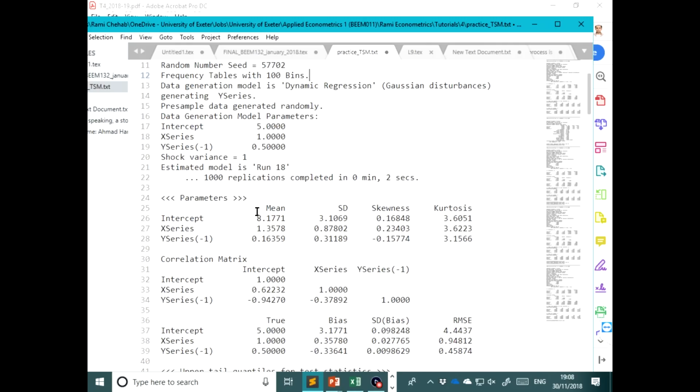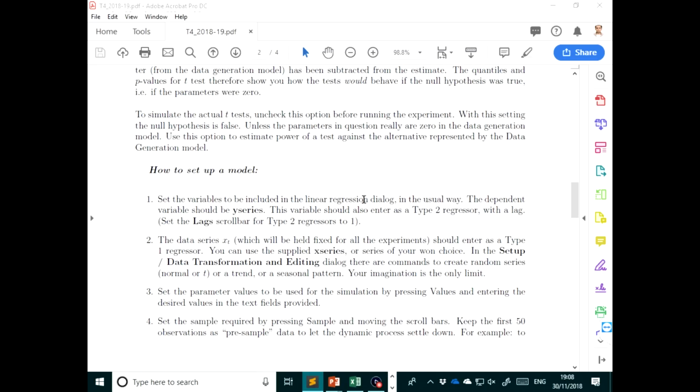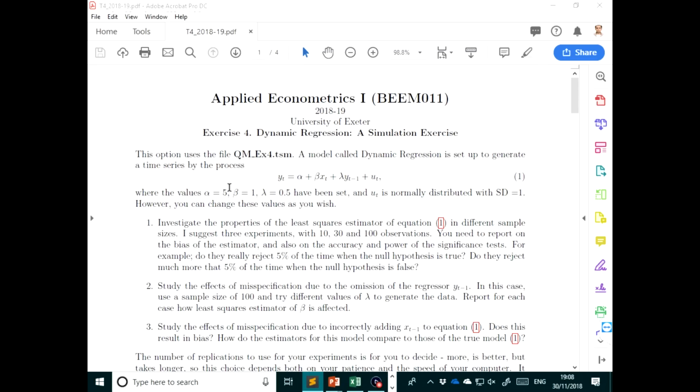So here I was running the experiments for the mean. So this is the intercept, this is the x series, this is the y series minus 1. You can do this in TSM. These are the outcome of TSM. And you can see that the mean is somehow very far from 5. Remember that the mean should be equal to what? The mean should be equal to 5, right?